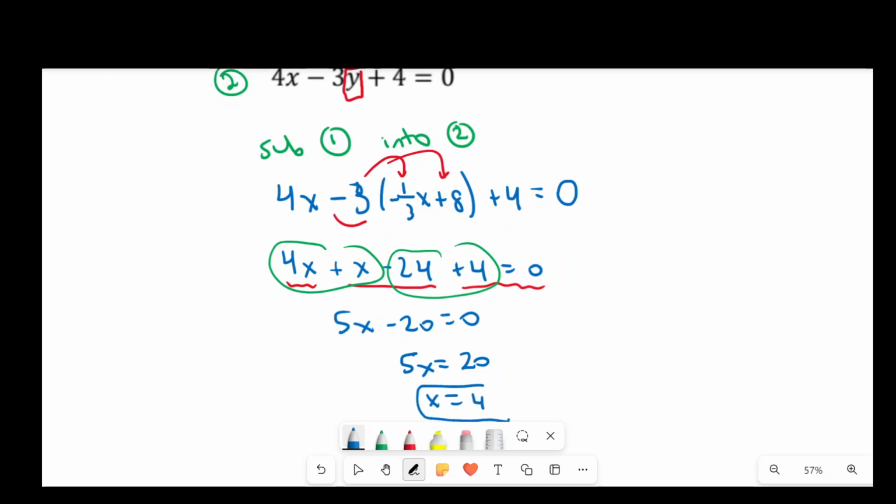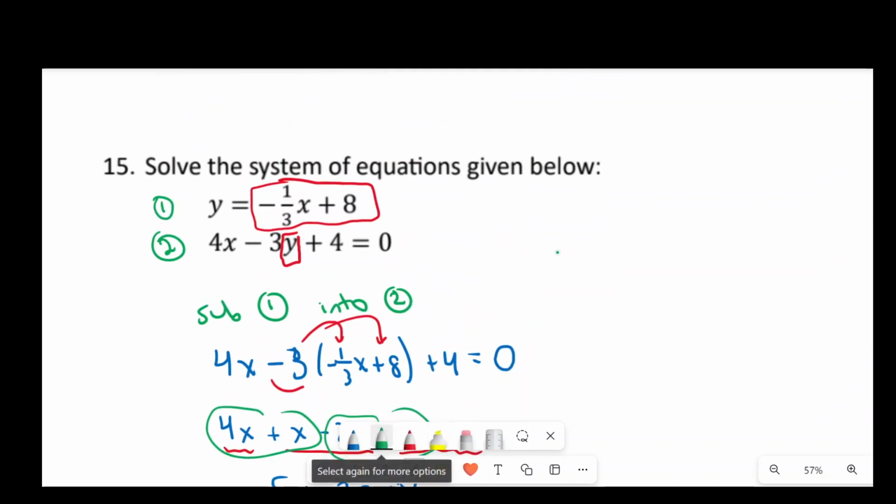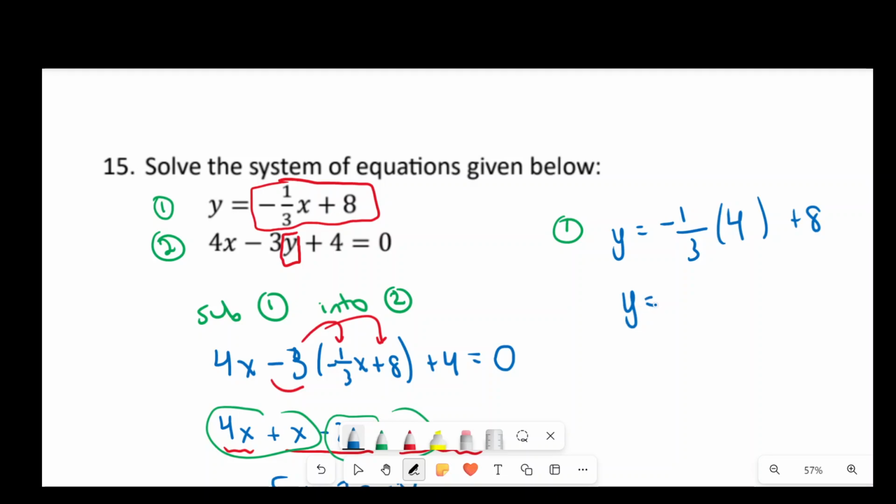And of course, once I know what x is equal to, I can go back to one of my original equations and solve for y. So I definitely think it's easier to take equation 1 here, because y is equal to negative 1/3 x plus 8. And now I know what x is. X is equal to 4, so I'm going to put that into the equation. And then I just want to calculate what is y equal to. So negative 1 times 4 over 3 times 1.